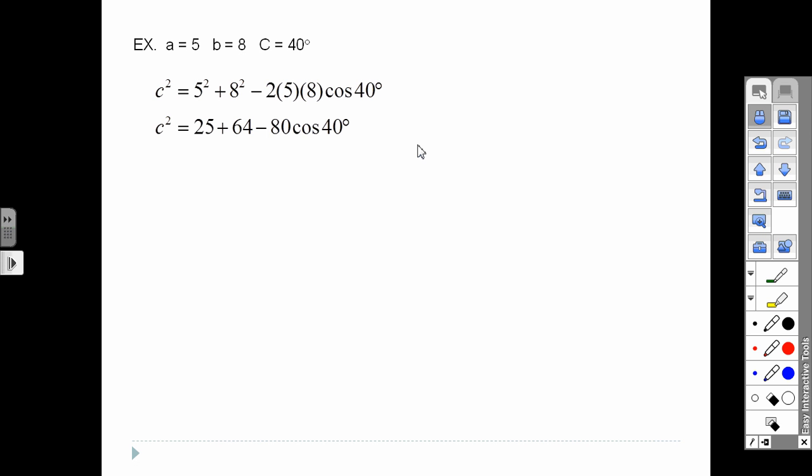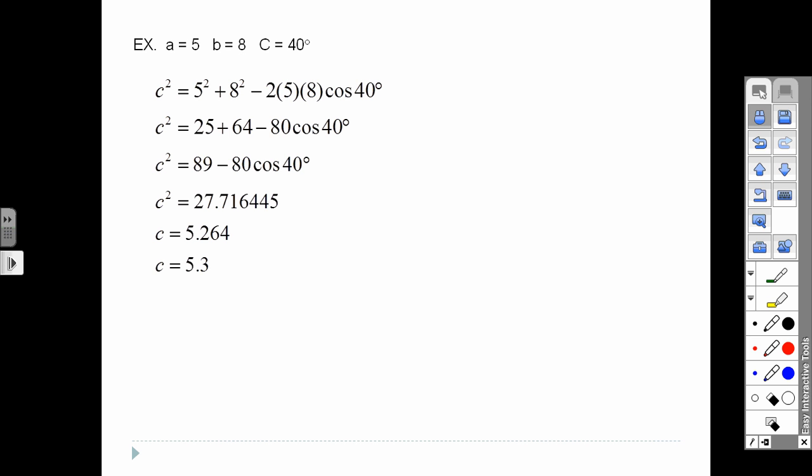Okay, so let's simplify this a little bit here. Square these, multiply. I'm going to add 25 and 64. Now I'm going to evaluate. I get c squared equals 27.716445. Just keep that in your calculator, right? And then hit the square root button, and we get 5.264, which rounds to 5.3.